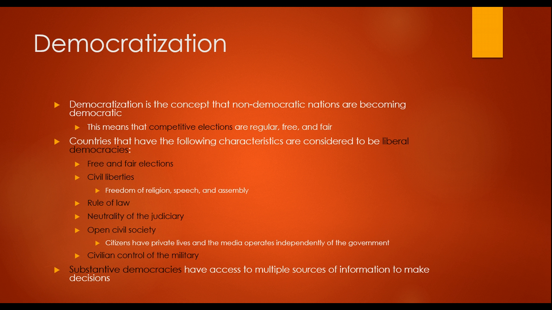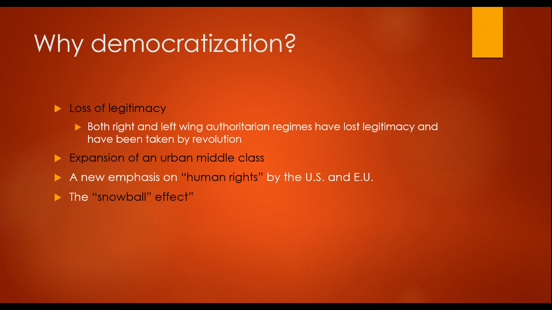And substantive democracies have access to multiple sources of information to make decisions. So when you look at it, we've got the internet, we've got all sorts of different websites that are controlled by different people. We have multiple different television stations, we've got lots of newspapers. Even though there's definitely been a contraction as far as the concept of free media within the country, there's still the ability to find information from multiple different places so that you can make an educated decision as to what's going on within the society.